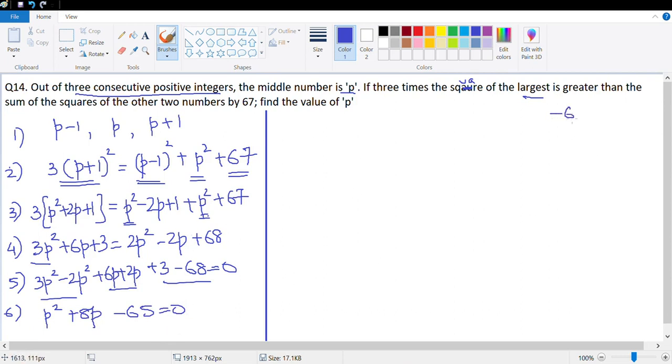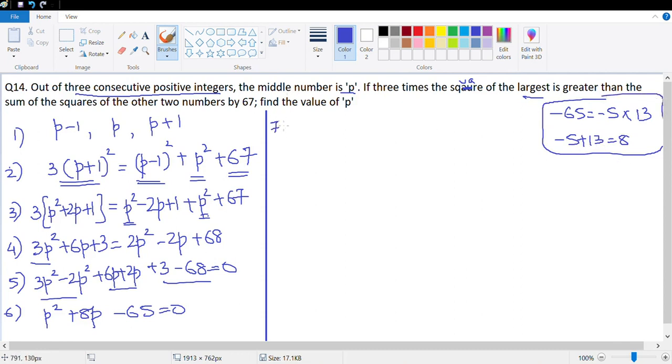So negative 65 is 5 into 13. Let's see what is the bigger number. We want positive 8, which means negative 5 plus 13, and negative 5 plus 13 is equal to 8. Perfect. So I have been able to split 8 as negative 5 plus 13.